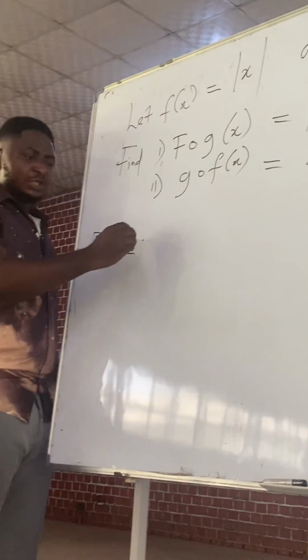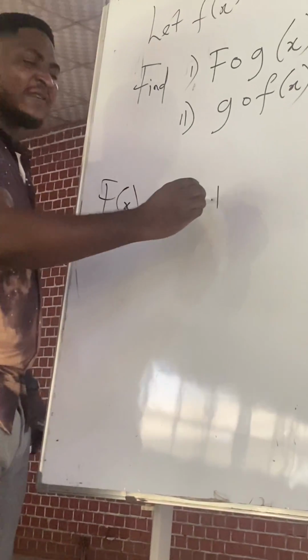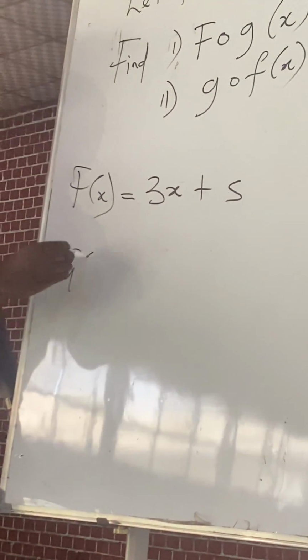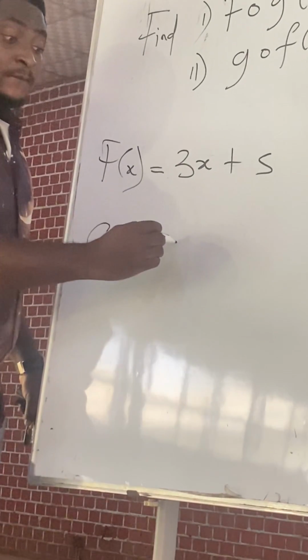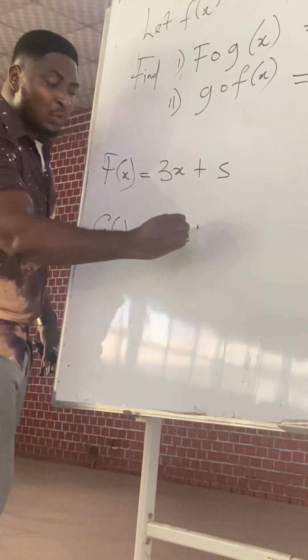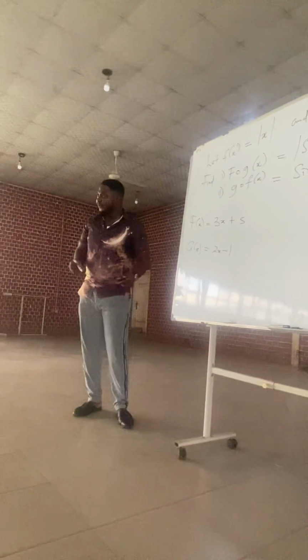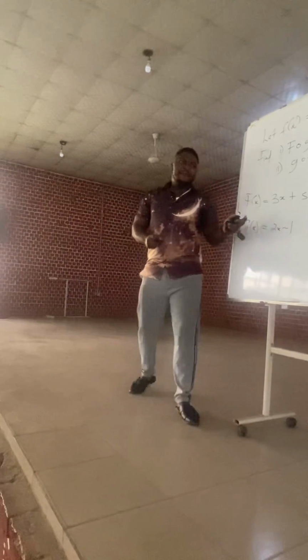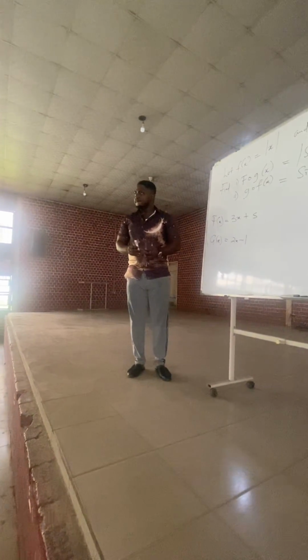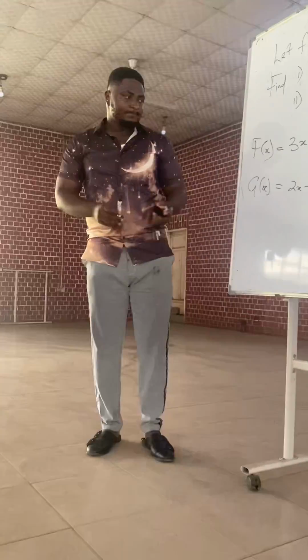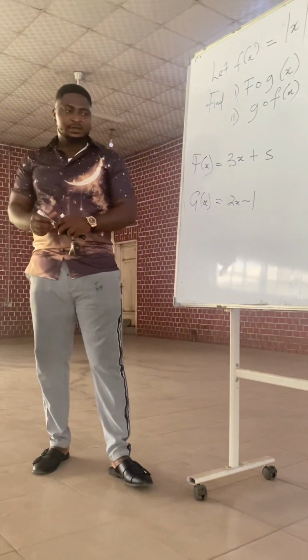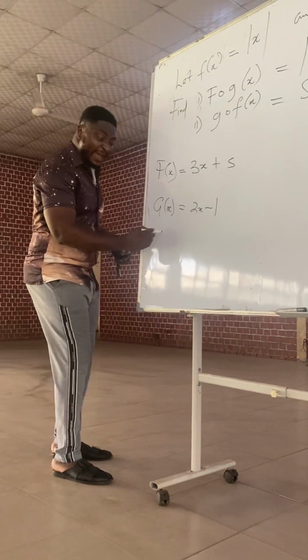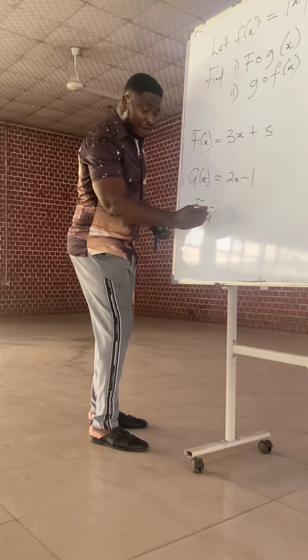Let f of x be 3x plus 5. And let g of x be 2x minus 1. Class, let's use a simpler example first. Let f of x be 3x plus 5, and let g of x be 2x minus 1. And someone says you should find f of g of x.